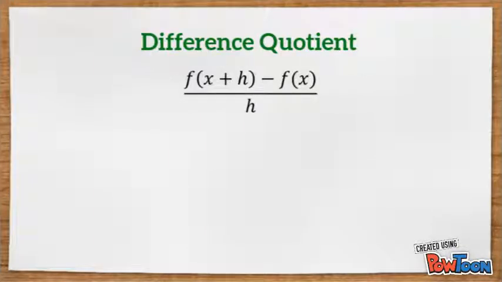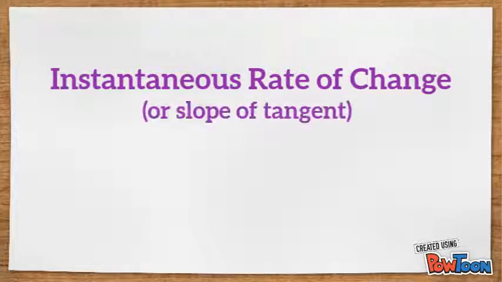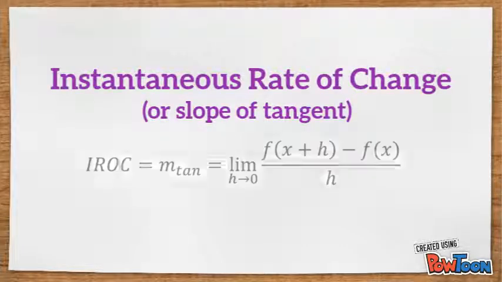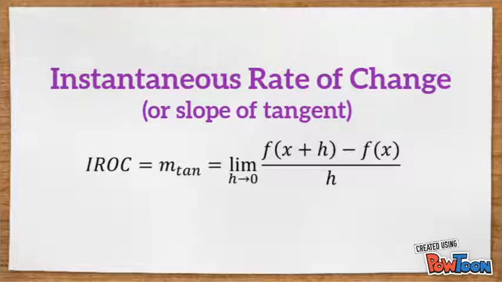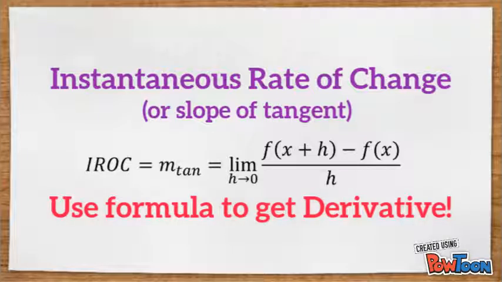To find the formula, we start with the difference quotient from earlier. We let h approach 0, which is done by using something known as a limit. So, the instantaneous rate of change, or the slope of the tangent of a function, is the limit of f of x plus h minus f of x over h as h approaches 0. When this formula is applied, what we will get is a general expression for the slope of the curve of the function, the derivative. Let's try to use the formula on this function.